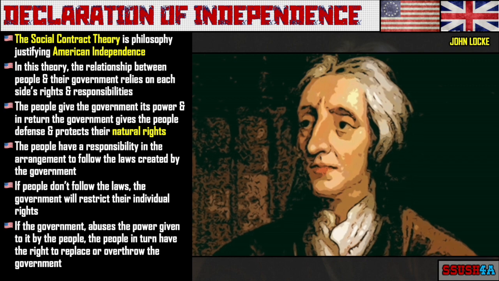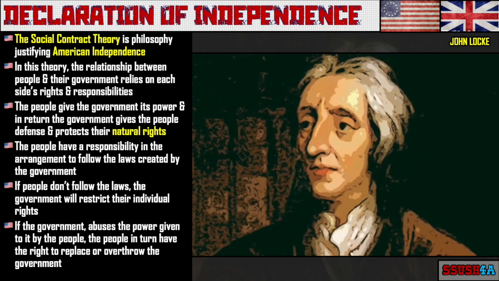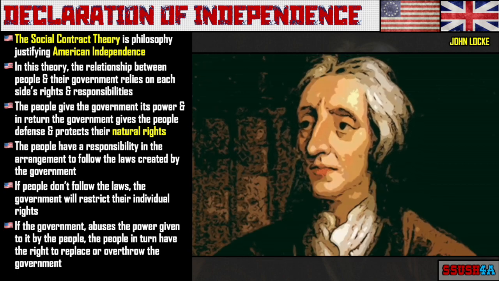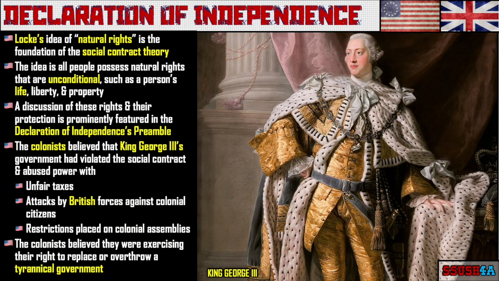If the government abuses the power given to it by the people, the people in turn have a right to replace or overthrow the government. Just keep in mind, whenever we say "the people" in a broad sense, that is society as a whole. Locke's idea of natural rights is the foundation of the social contract theory.